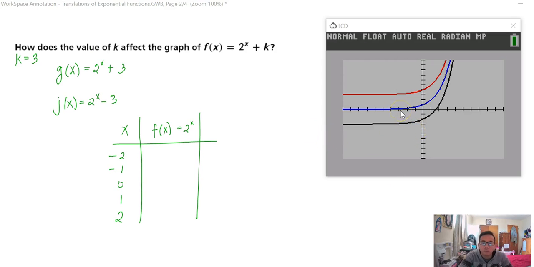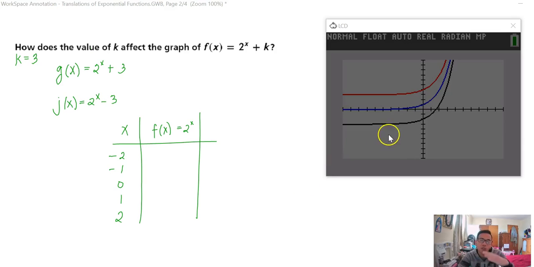Okay, I'll repeat that. So as you can see, we have the blue, it was translated going to the red one. Then we also have the translation. So the translation goes up here, okay, while the black one goes down because k is negative. So that is your vertical shifting or vertical translation.